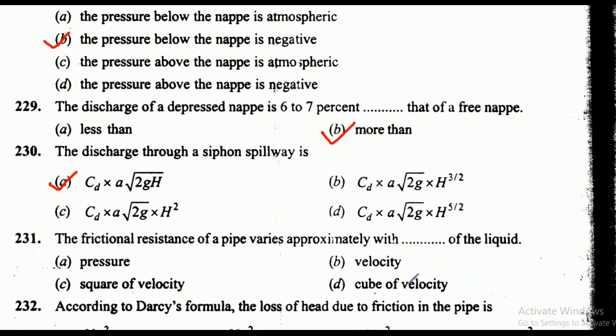Next, the frictional resistance of a pipe varies approximately with the dash of the liquid. Options are pressure, velocity, square of velocity, cube of velocity. So here, friends, the correct answer is option C, that is square of the velocity.